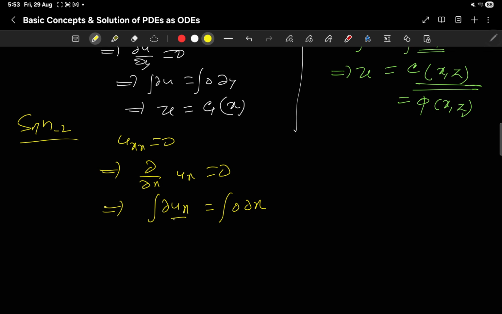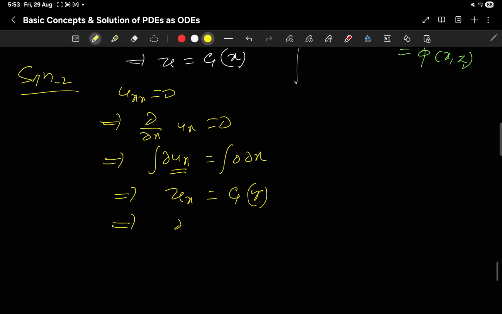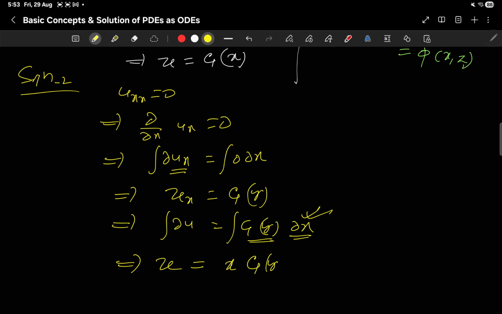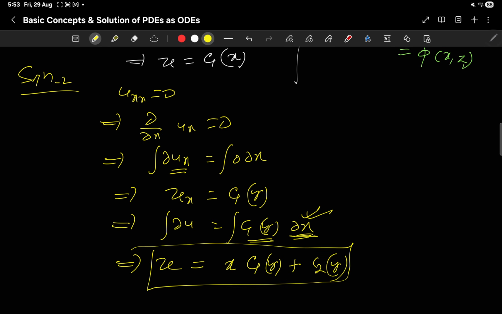If you integrate both sides, it will be here ux, and here it will be c1y, right? Now ux is my del u by del x, it is c1y del x. Now you integrate both sides, here it is u with respect to x, this is my constant, so this integration of del x is my x, it is c1y, plus the other variable is my c2y, okay. So this is my answer here.